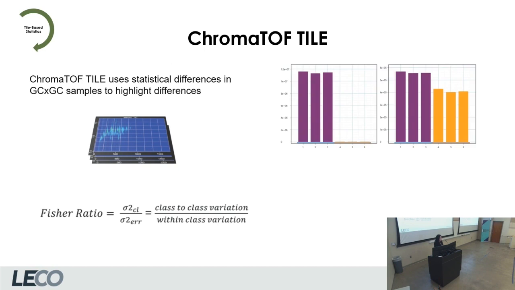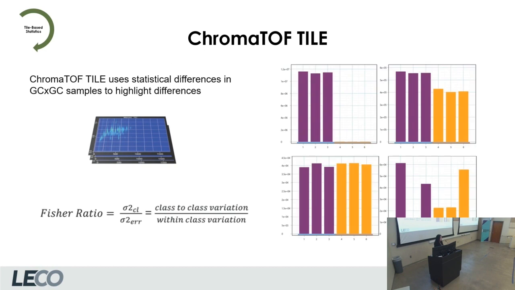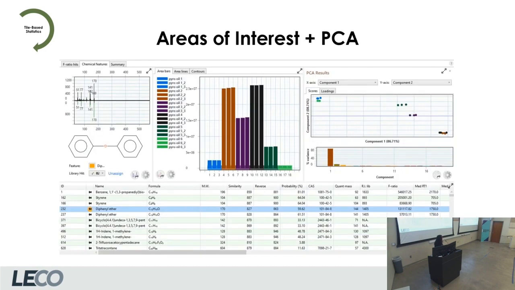We then use chromatography to look at the statistical differences between the samples, and we've already seen a lot of examples of that, so I won't go through how Tile works, but basically we were able to highlight some of those oxygenated compounds that were interesting in these samples as well.